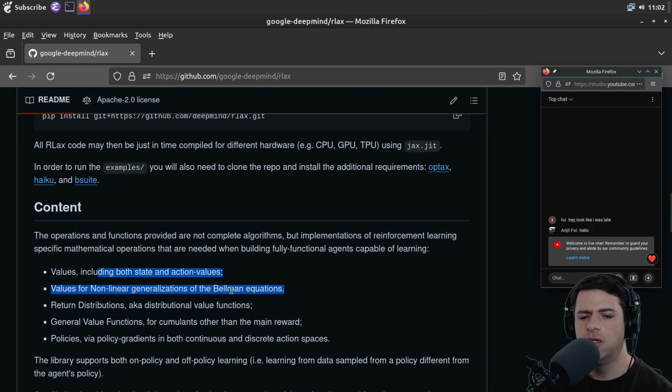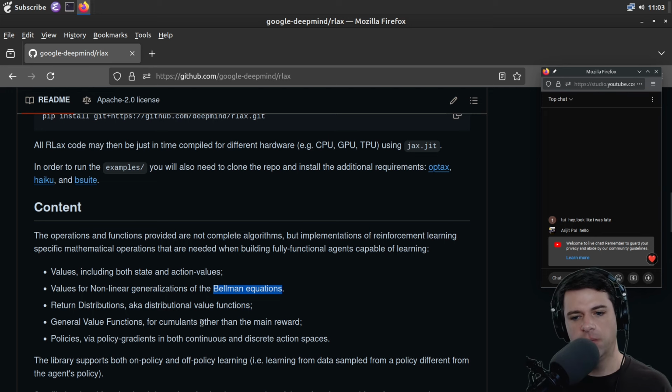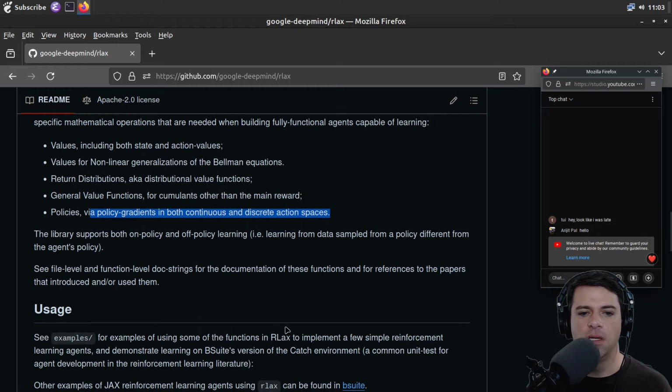Are the Bellman equations linear? Return distributions, aka distributional value functions, general value functions, or for cumulants other than the main reward. I don't know what distributional value functions are. I don't know if this means distribution in the sense of a probability distribution, I doubt it means distributions in the sense of functionals on function space. And policies via policy gradients in both continuous and discrete action spaces.